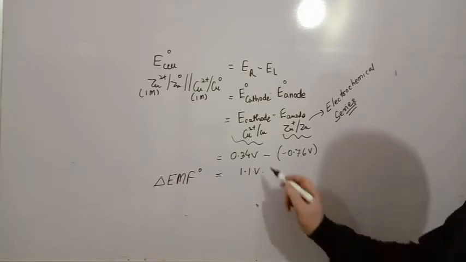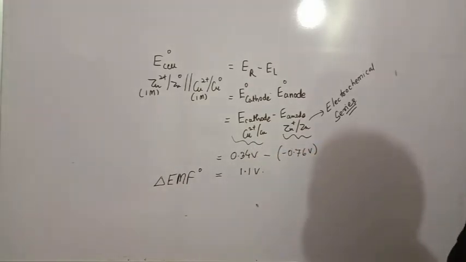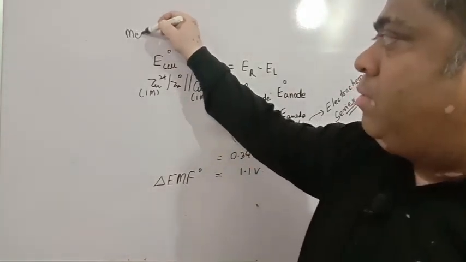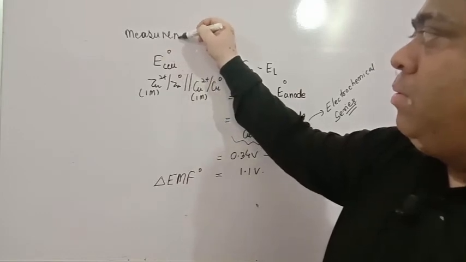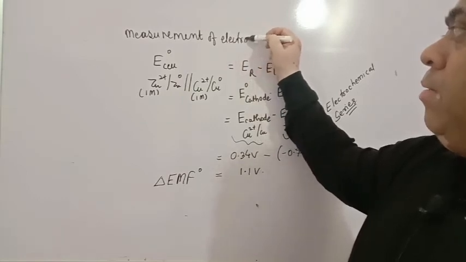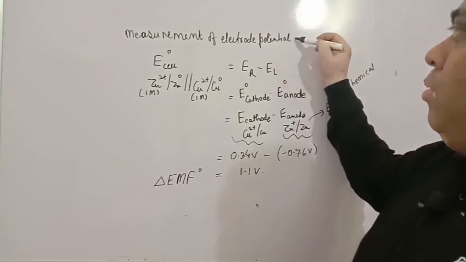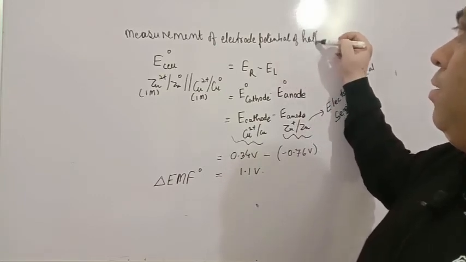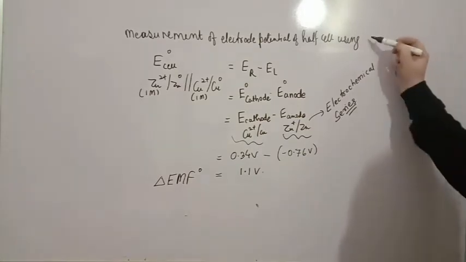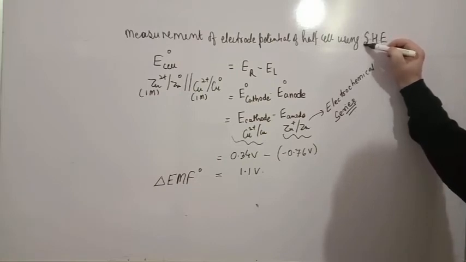Now the question arises, how do we get the value of half cells or individual electrodes? So today we will be discussing the measurement of electrode potential of half cells using the standard hydrogen electrode. SHE stands for standard hydrogen electrode.